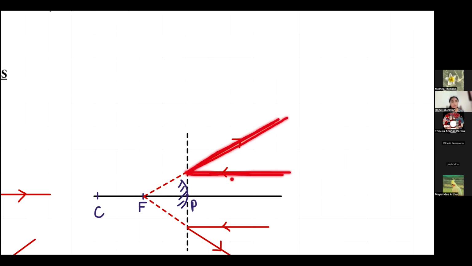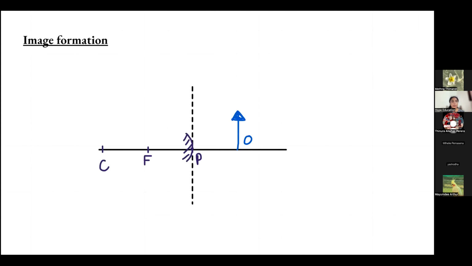So here I'm going to send a parallel light ray. This light ray will reflect as if it is reflecting from the focal point. So this is my focal point now. It reflects like this. See? Like that, same straight line.